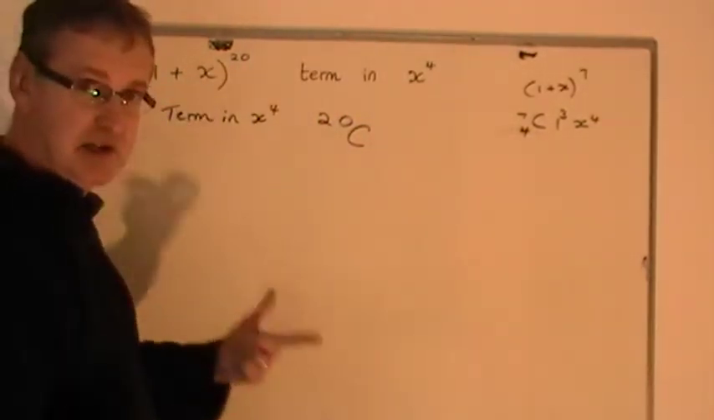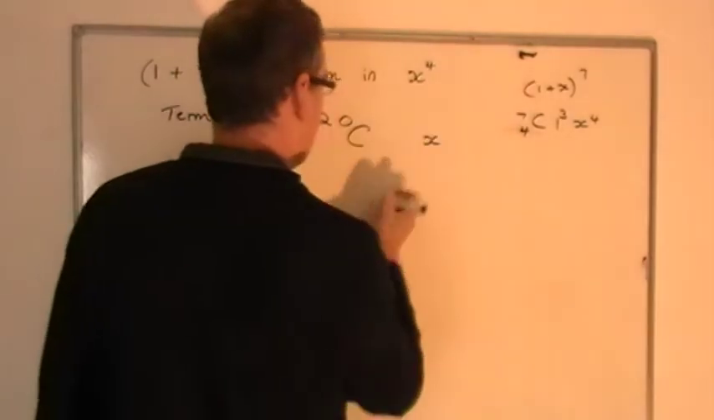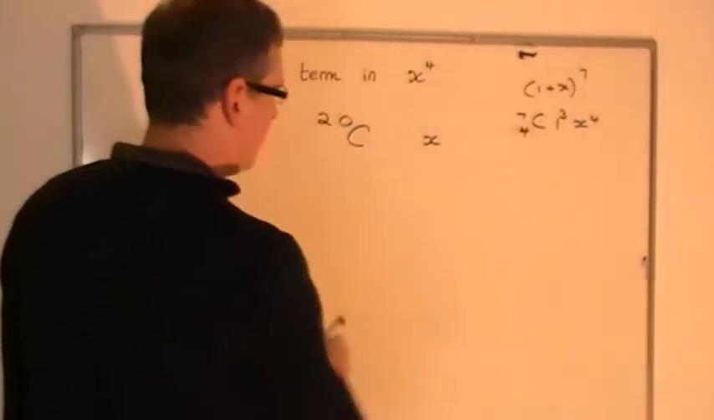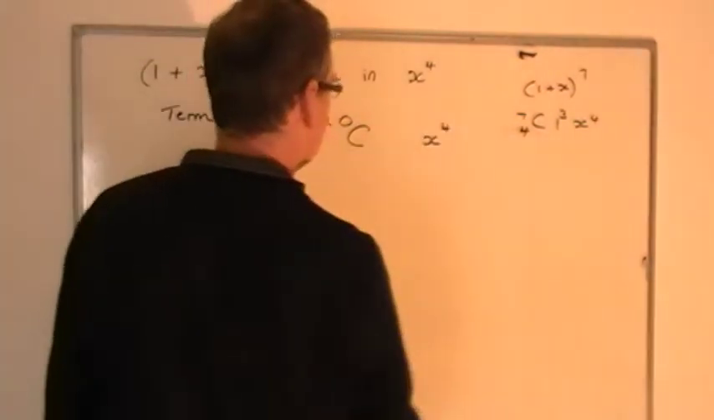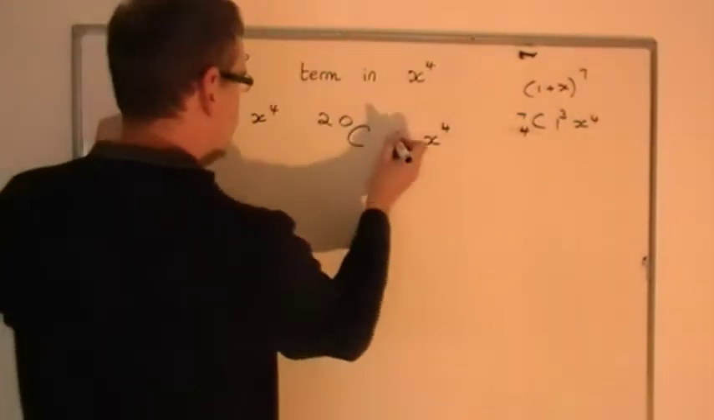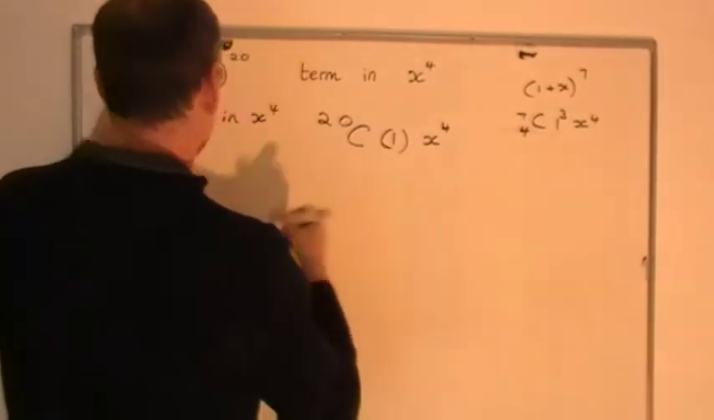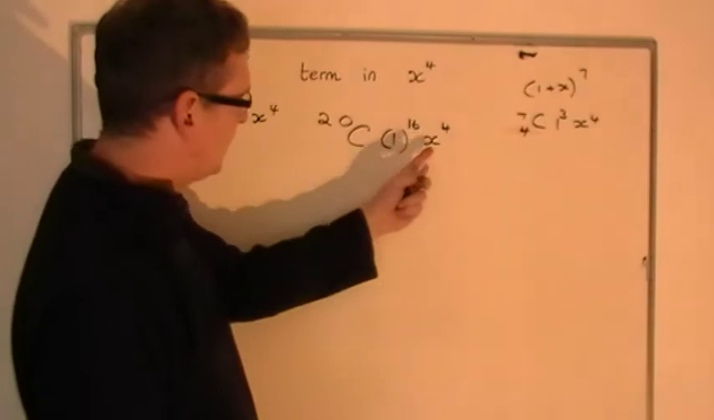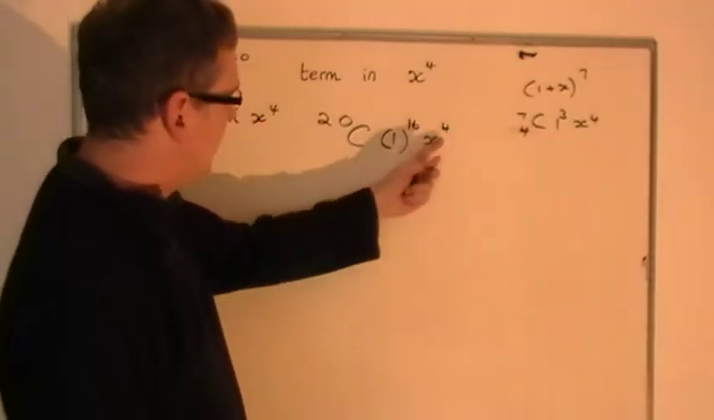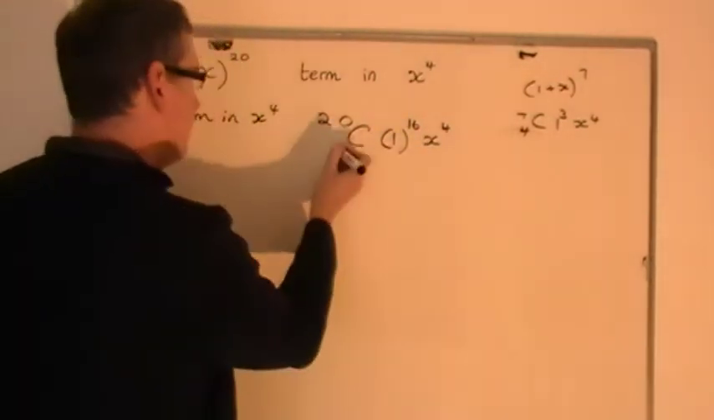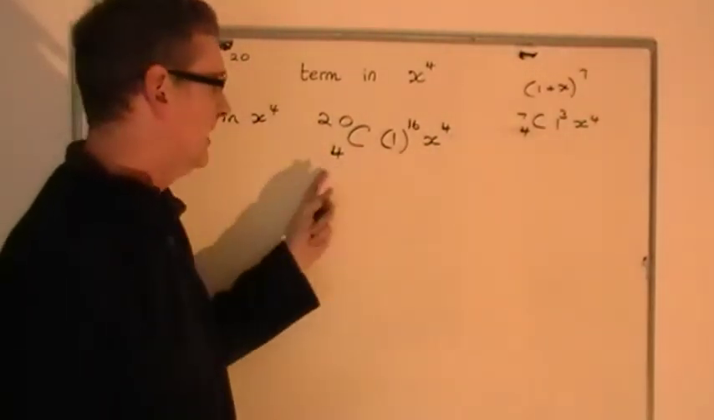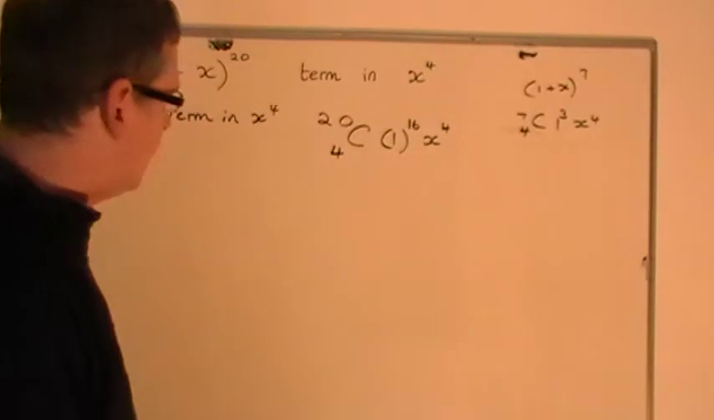If the x is the second term, then the second part of this term that we've got multiplying together must be x to the power 4, and that means the first part, which is the 1, put it in the bracket if you want, would be power 16. So 1 to the 16, x to the 4. If that is an x to the 4 as the second term, then you know that must be 20 choose 4 there. So that is basically the term in x to the 4.